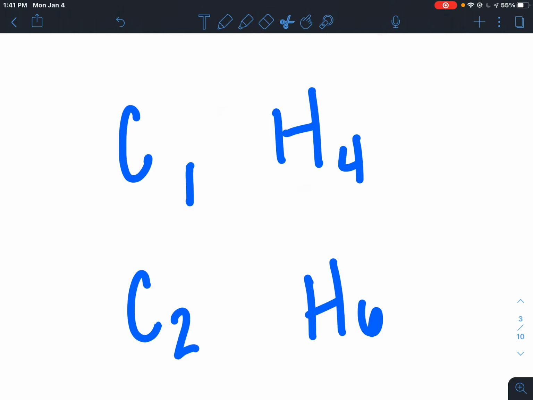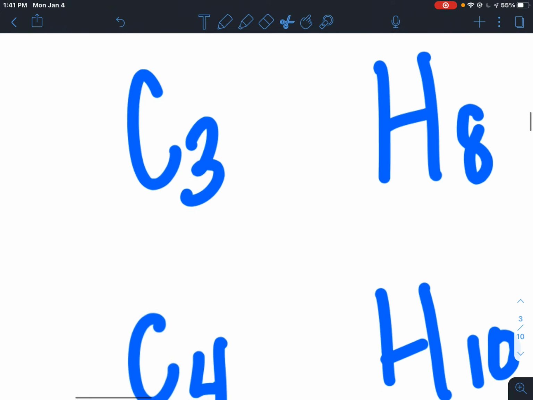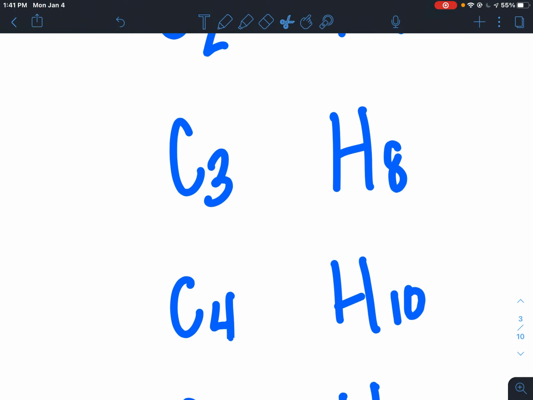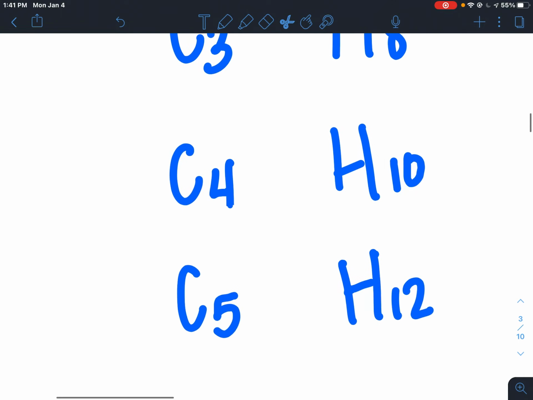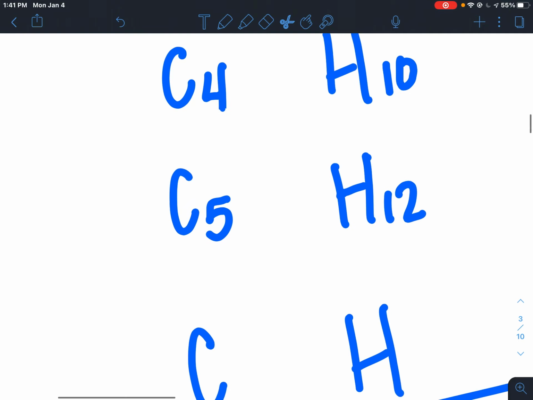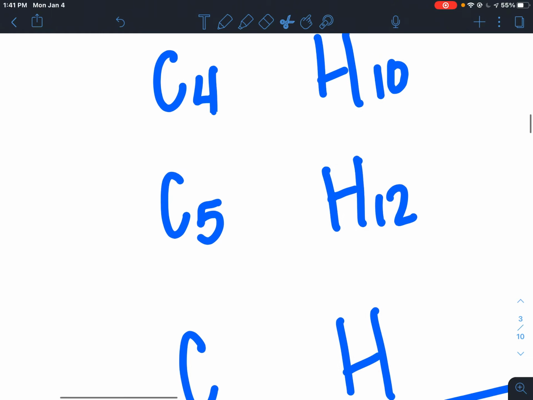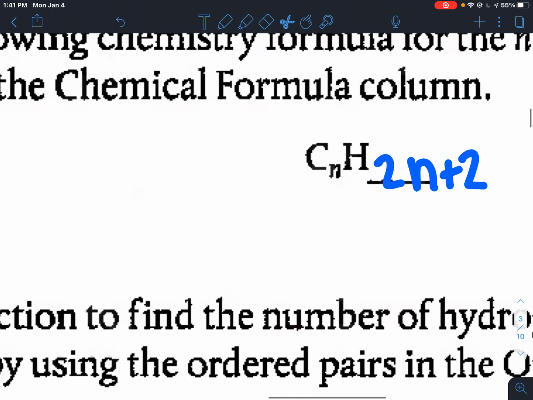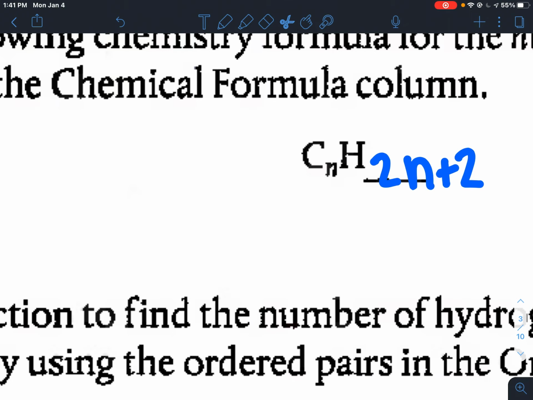If I multiplied 1 by 2, I'd get 2. And I multiplied 2 by 2, I'd get 4. If I could add on another 2 to the end, I would complete my pattern. So 3 times 2 is 6, plus 2 is 8. 4 times 2 is 8, plus 2 is 10. 5 times 2 is 10, and plus 2 is 12. So that's going to be our generalized formula, 2n plus 2.